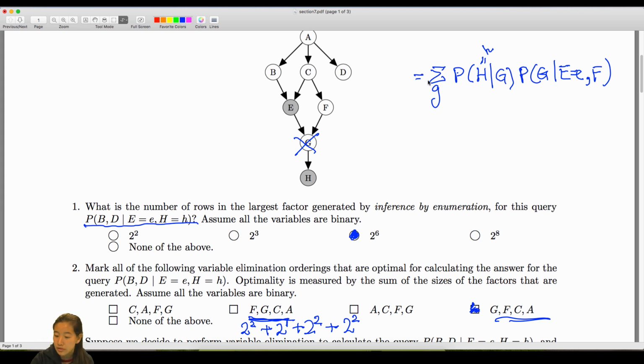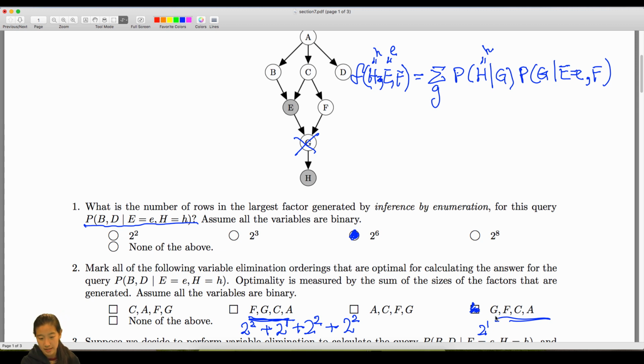So the factor that we create from this is going to consist of H, but H is given. E, but E is also given. And lastly, F. So these two are givens. This factor that gets generated only has one unobserved variable, so this is going to be 2 to the first. That's the size that we create from there. Now G is eliminated.